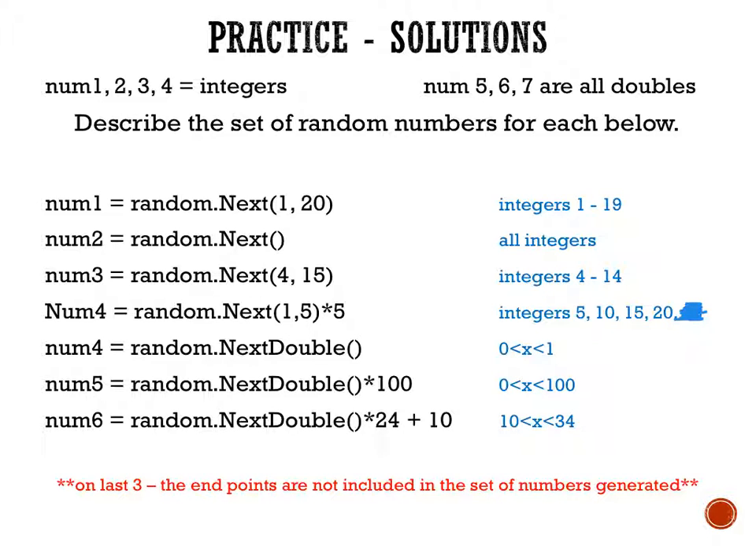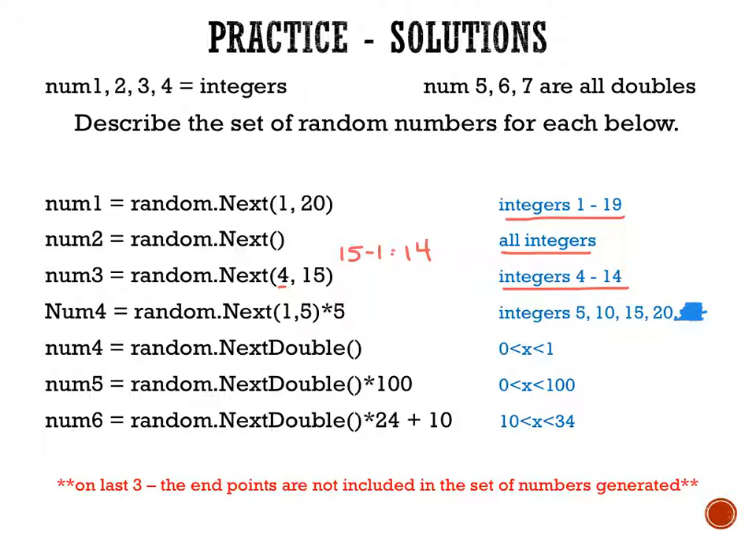All right, so just to recap really quickly on this. First, that first one is generating random numbers between 1 and 19, and it's generating integers. And you'll see I'm very specific. Integers between 1 and 19. That 20 is just telling me that the highest number I'm generating is 1 below 20. Then in number 2, it is all integers. In number 3, I'm starting at 4 and going to 15 minus 1, which is 14, so I'm generating integers between 4 and 14. In number 4, I purposefully made this a little bit tricky.